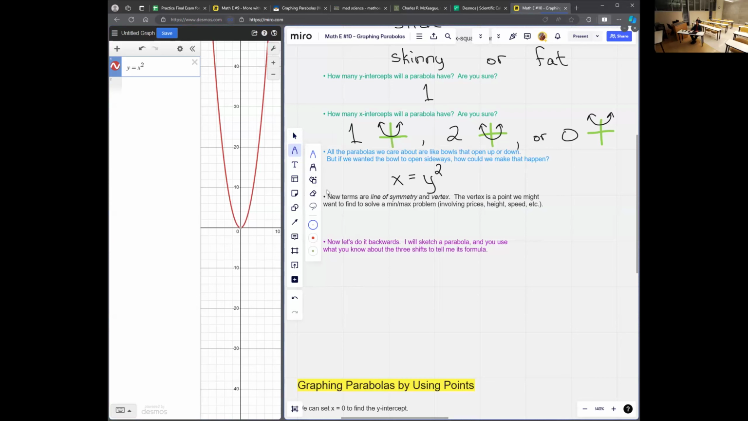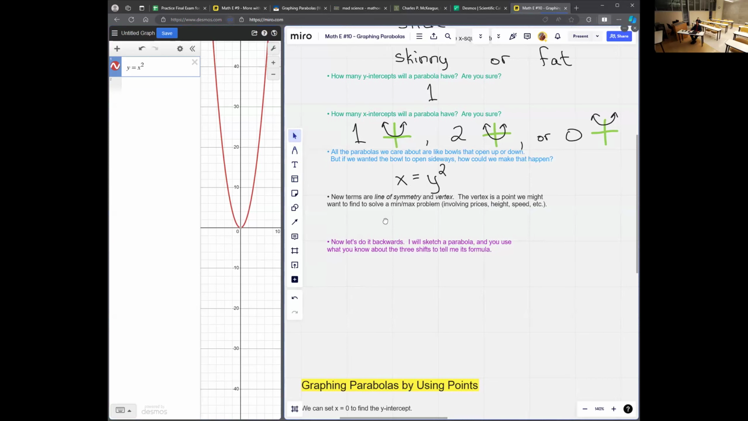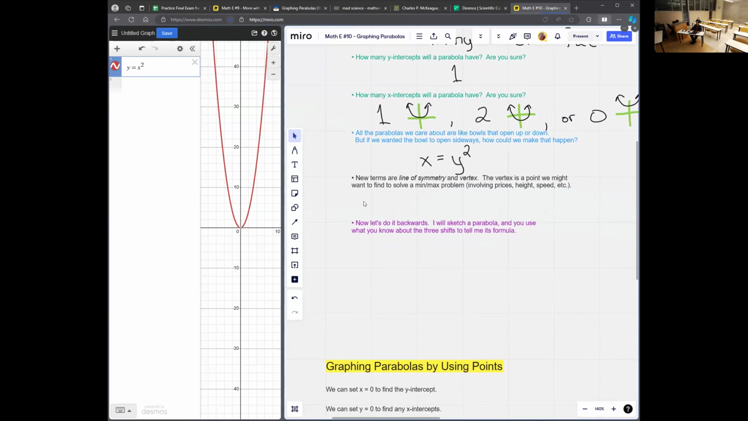You have two new terms, this black line here. The line of symmetry, well, that's pretty obvious. That's the reflection line, right? It goes up and down from the bottom point or the top point. And this little bottom or top point is called the vertex. That's either the most or the least it ever is, based on if it's upside down or right side up.